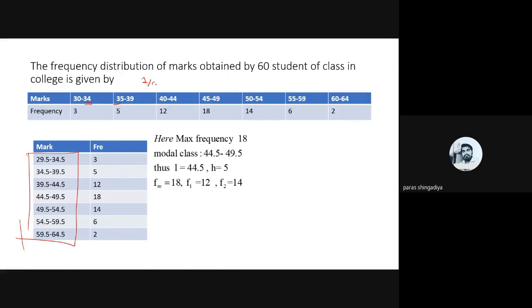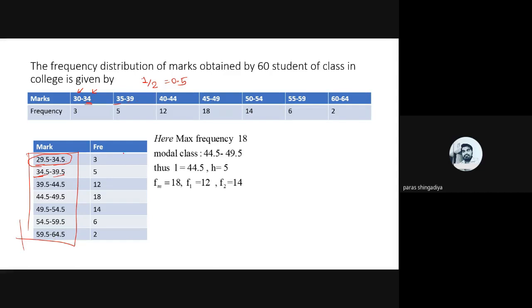So here we consider half of that value, which is equal to 0.5. Subtract 0.5 from the starting value of the interval and add 0.5 to the ending value. So 30 will become 29.5 and 34 will become 34.5. Use the same technique for the second interval also. 35 will become 34.5 and 39 will become 39.5. Now you can see that these are continuous class intervals: 29.5 to 34.5, 34.5 to 39.5, then 39.5 to 44.5, and so on.